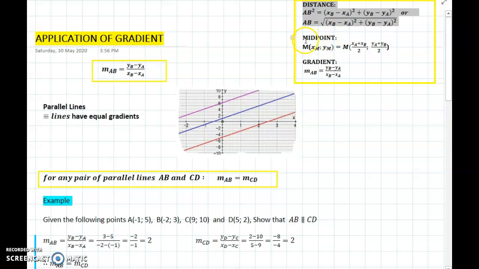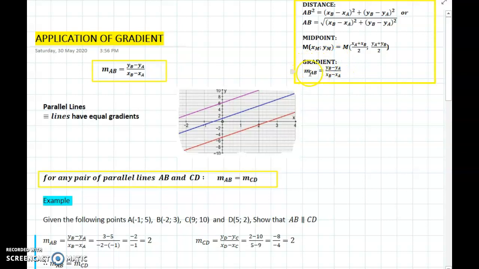Then we dealt with the midpoint formula. The midpoint formula was really finding the average of the two x values and the average of the two y values. So you add the two x coordinates of the endpoints of that line segment and divide by 2, and similarly with the y coordinates of the endpoints of the line segment. And then more recently we dealt with gradient.